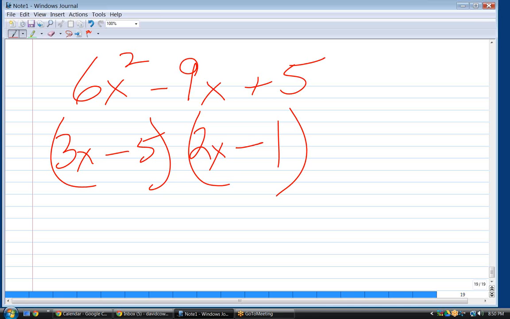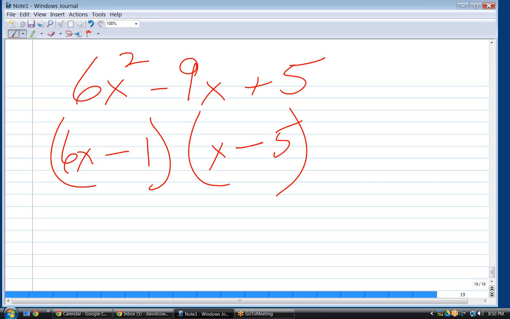Let's see. That's negative 10 and negative 3. That does not work. Okay, let's try 1 and 5. Does that work? No, it does not. That means we go back to the start and try 6 and 1. You with me? Yep, I'm here. We're still going to try 1 and 5. Does that work?